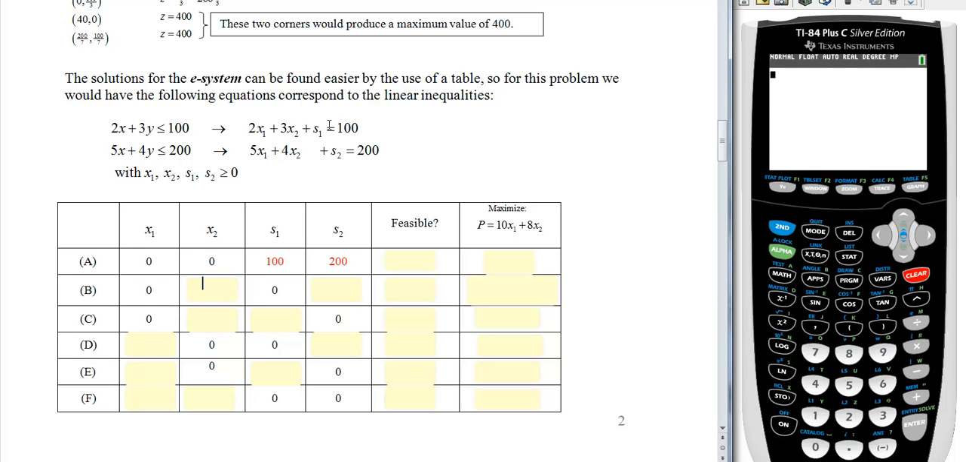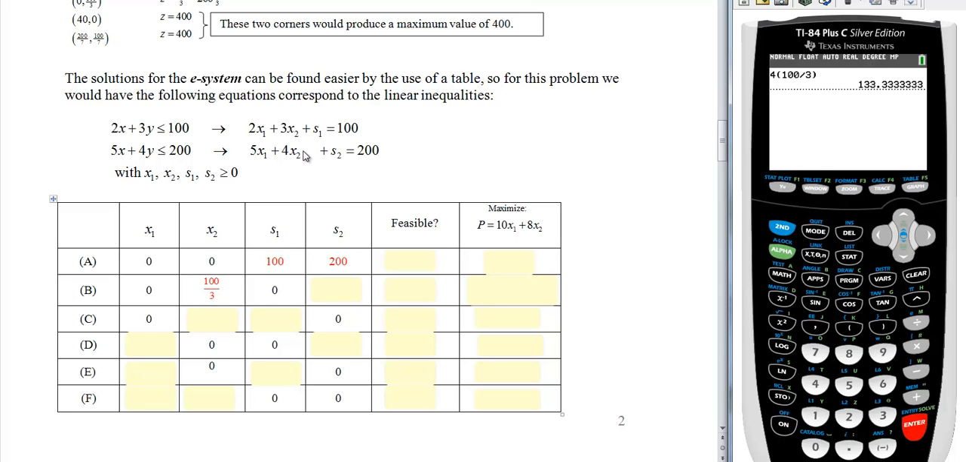Right here I've got to use this first equation. So I end up with 3x sub 2 equals 100. So divide both sides by 3. My x sub 2 should be 100 over 3. So now that I know what x sub 2 is, I can go into the next equation. Remember, x sub 1 is 0, so that one drops out. So I need to go 4 times 100 over 3, 100 divided by 3.